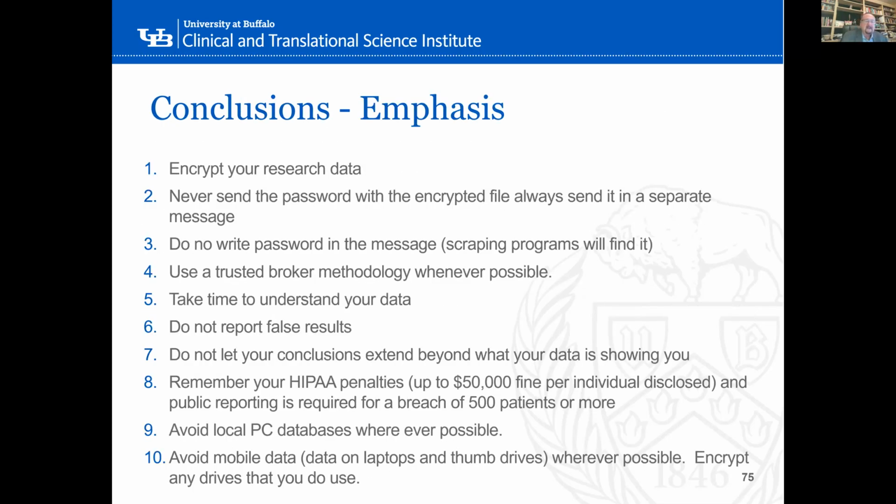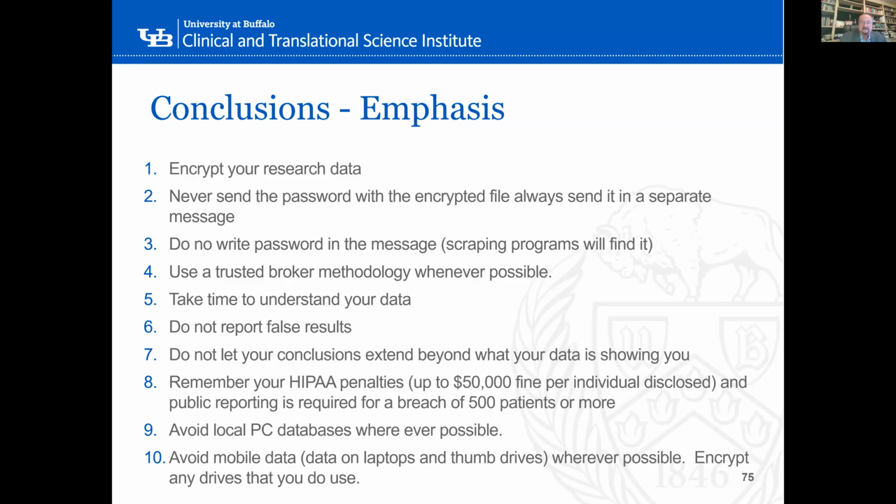Okay, so I just want to go through a few conclusions with this. The first is always encrypt your research data. Never send a password in the encrypted file together. Always send it in a separate document. Do not write "password" in the message you send the password in. Scraping programs will find that, or a P word or a PW or any of those things. Use a trusted broker methodology wherever possible.